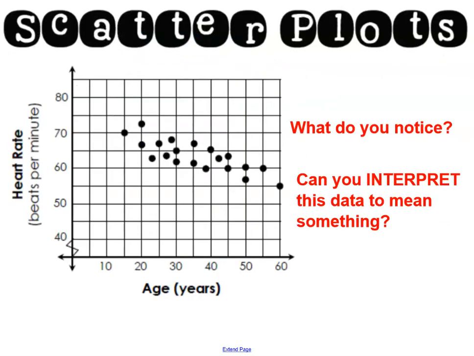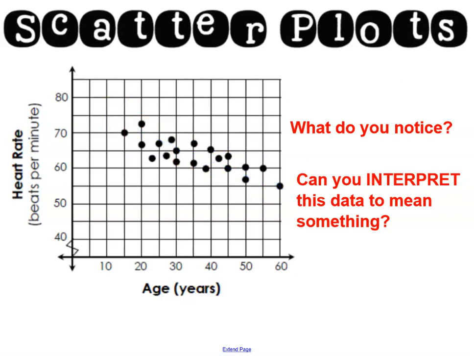All right, take a look at this scatter plot from the title screen. What do you notice about these points scattered around? Are you noticing a trend? Can you interpret what all of this data means? Hopefully you're noticing that the trend is moving downward, or in a negative correlation.